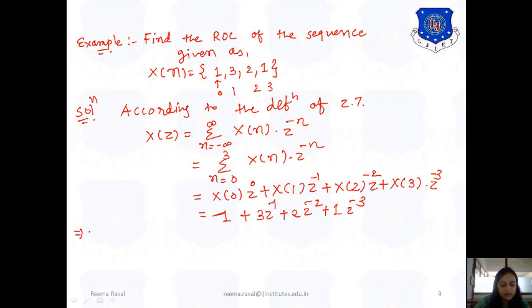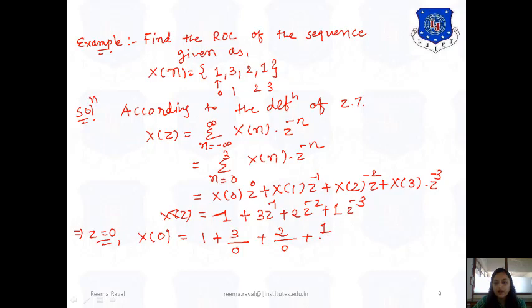Now let us place first of all z equals 0 in this. So what we will get, X of 0 will be equal to 1 plus 3 by z, that is 3 by 0, plus 2 by z square, that means 2 by 0, plus 1 by z cubed, that means again 1 by 0. So 1 upon 0 will give you infinity. So at z equals 0, this X of z is infinite.